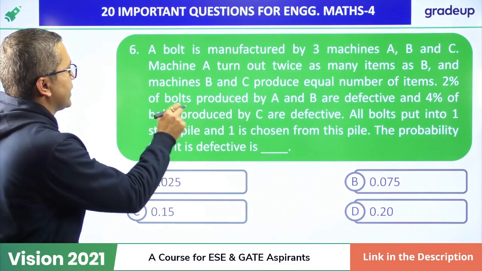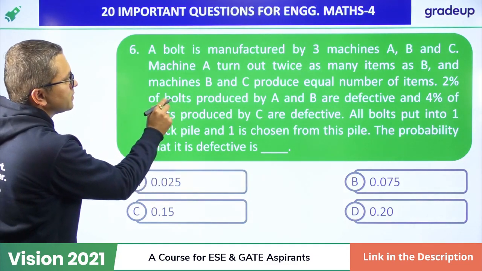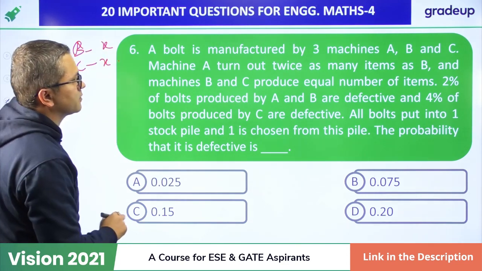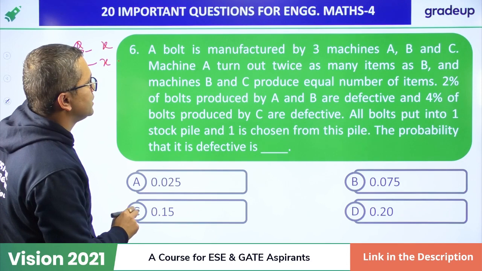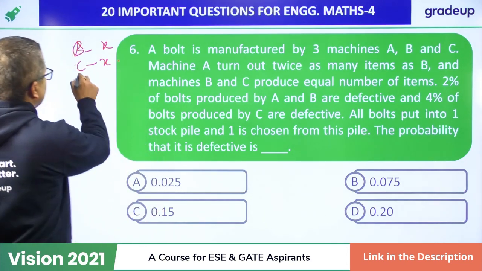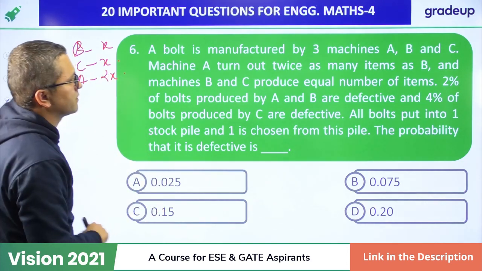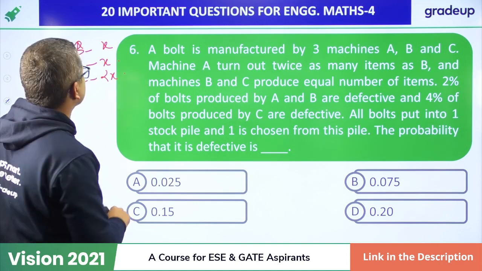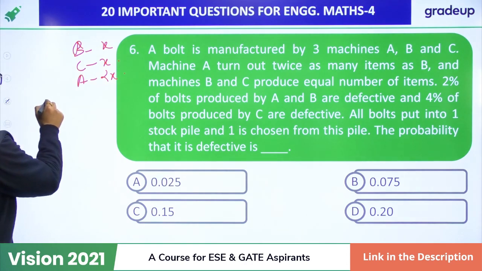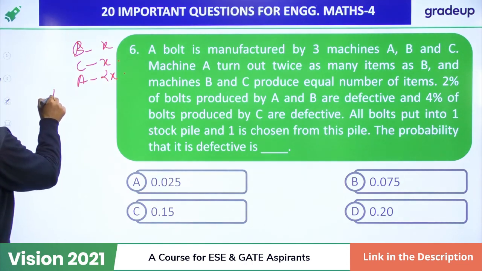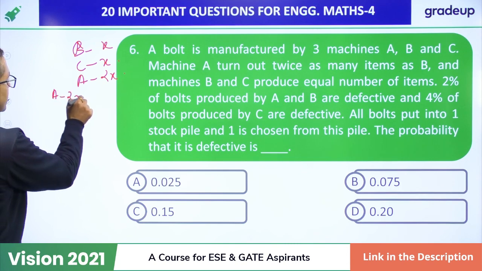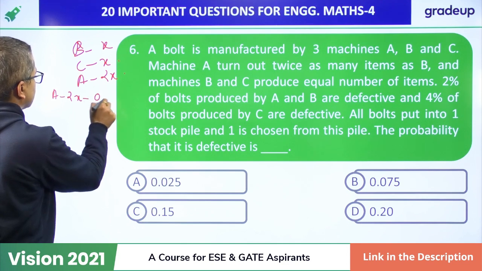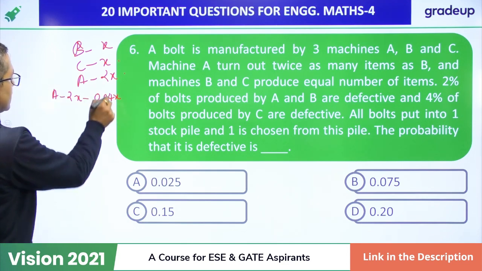I'll also do. Okay, machines B and C produce an equal number of items. Let's say B produces X items, C also produces X items, and A produces twice X. It's all given, right? Okay, 2% of balls are defective. So A is producing 2x and 2% of 2x are defective. This is what it tells, right? So that is 0.04x defective.